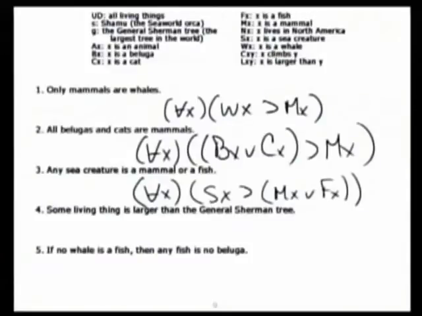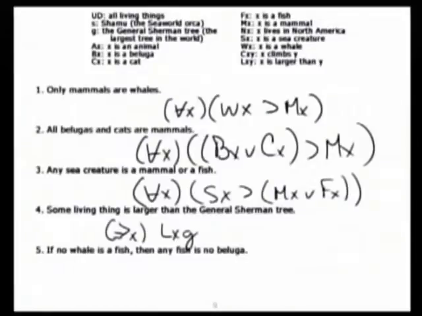All right, how about number 4, Mark? I went all the way up instead of 1. I'm sorry? Okay, 4. I have, there exists such an x that L of x, g. Looks good to me. There exists an x such that x is larger than the General Sherman tree. Questions about that one?